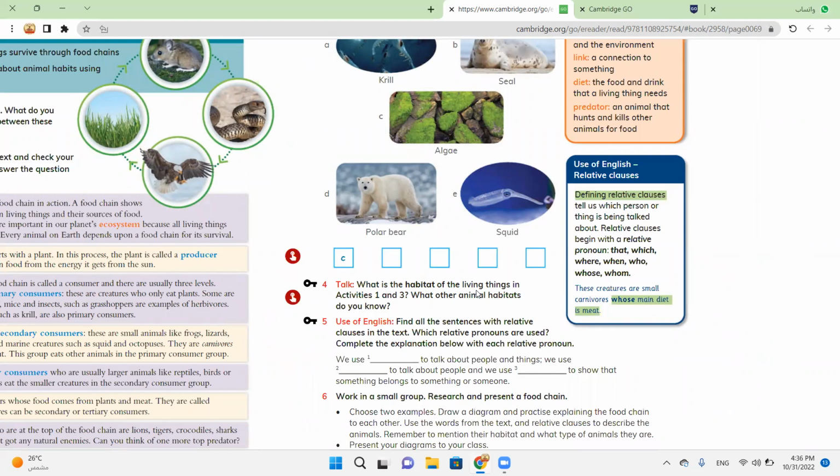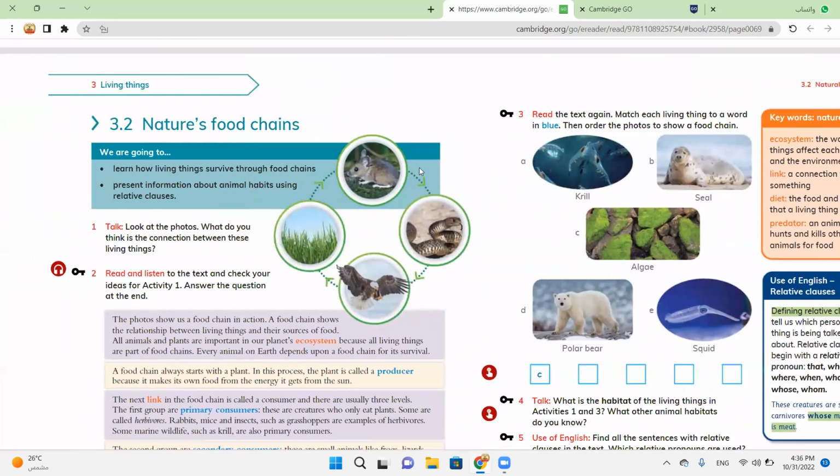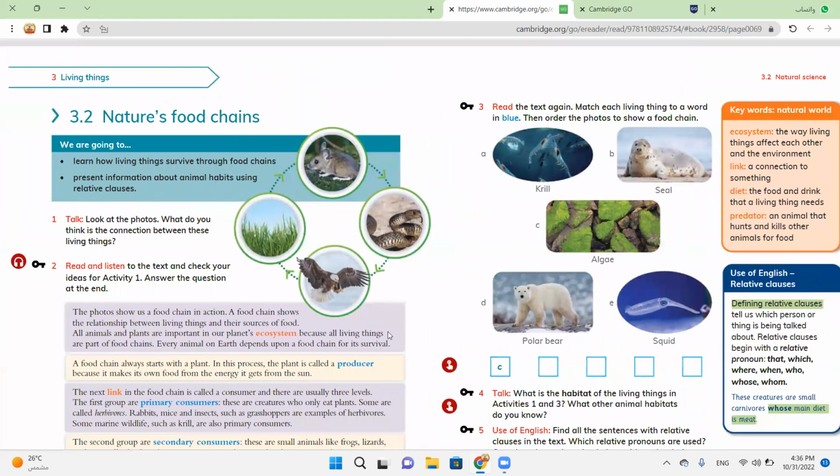What is the habitat of the living things in activity 1 and 3? So let us look at these types of animals, okay? Do they share the same habitat? What about activity 1? Pictures we have here: the mice, the snake, the birds. Do they share different habitats?